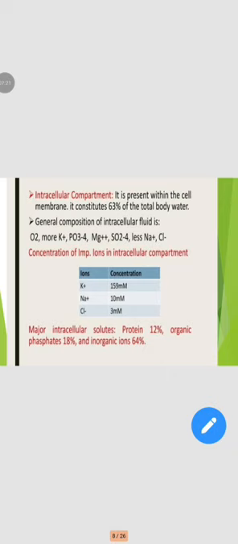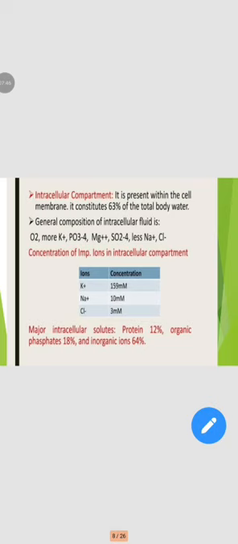Then the intracellular compartment. It is present within the cell membrane. It consists of 63% of the total body water.